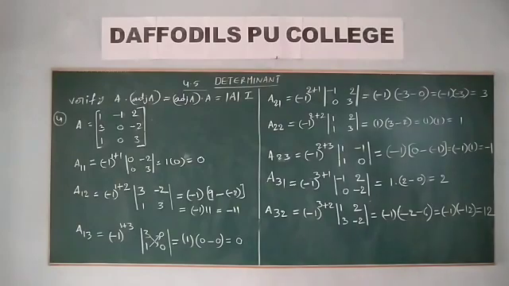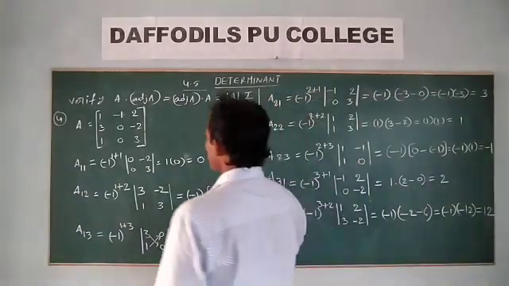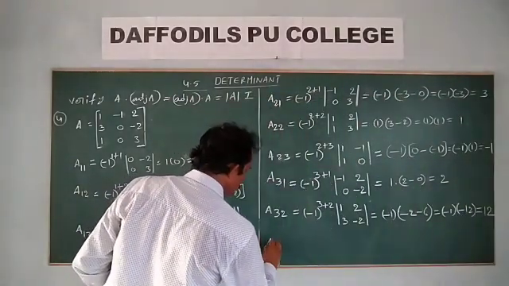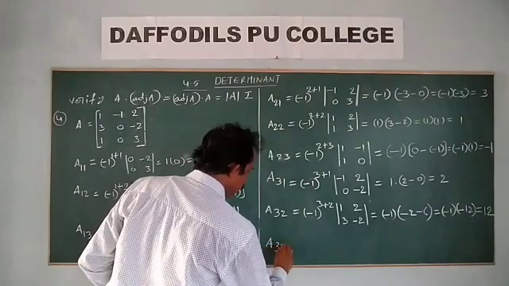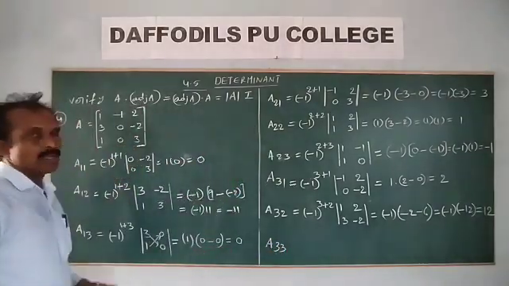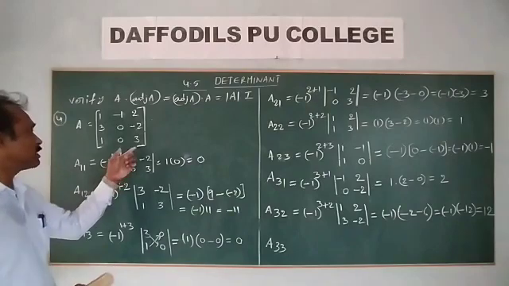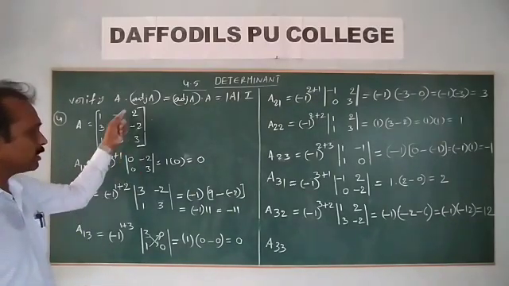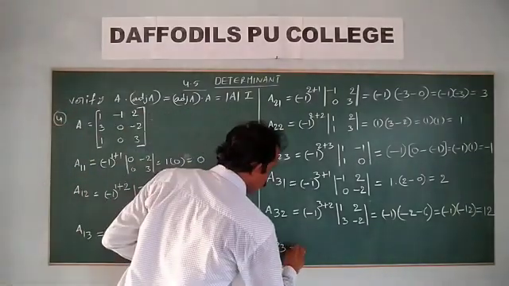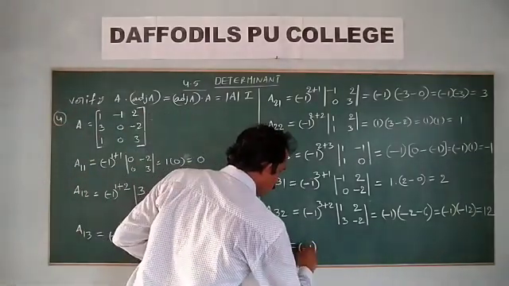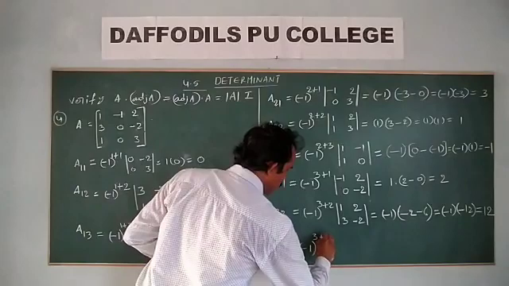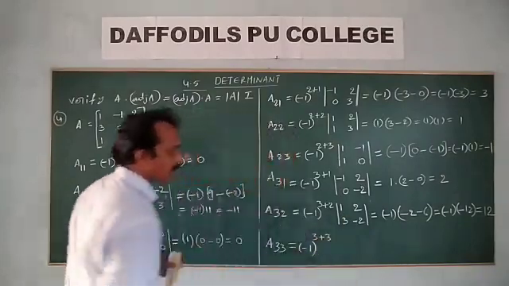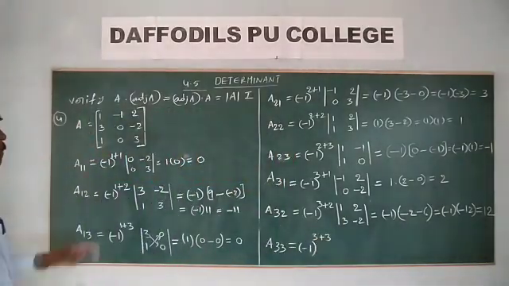Plus 12. Right. Last, A33, the cofactor of the element present in the third row, third column. Deleting this row and column gives its minor. Minus 1 to the power of 3 plus 3.